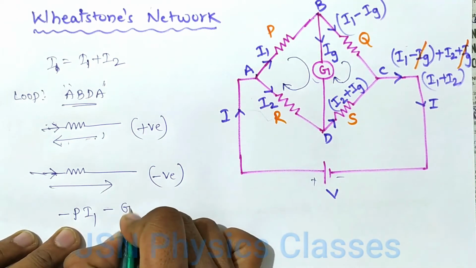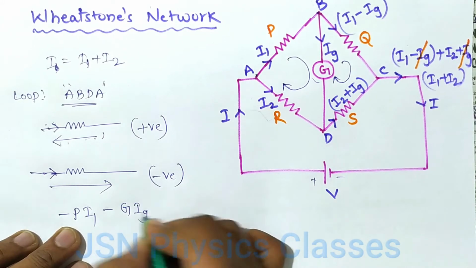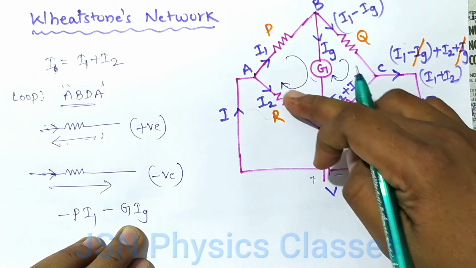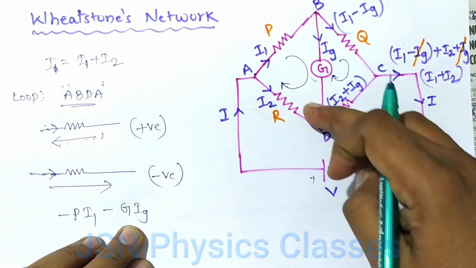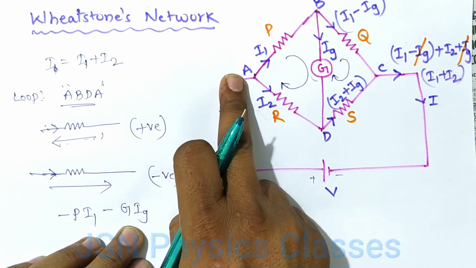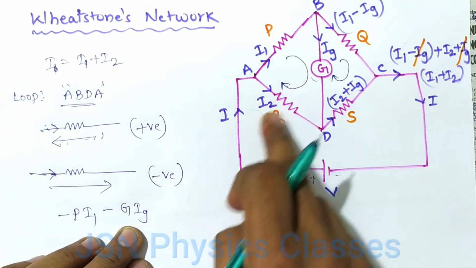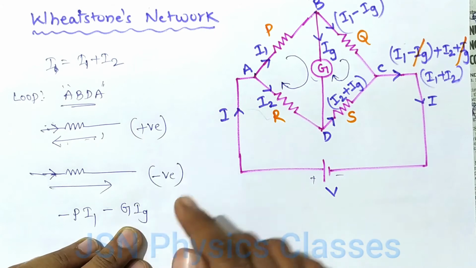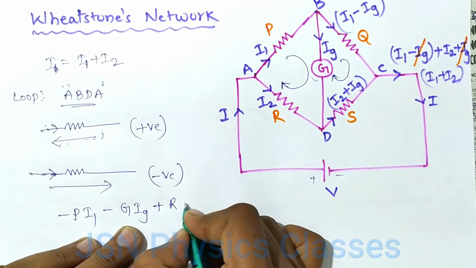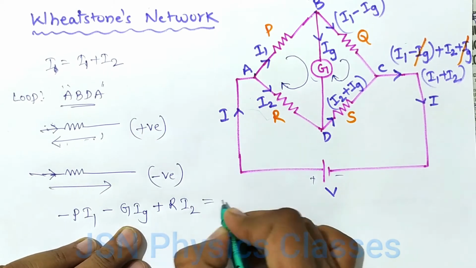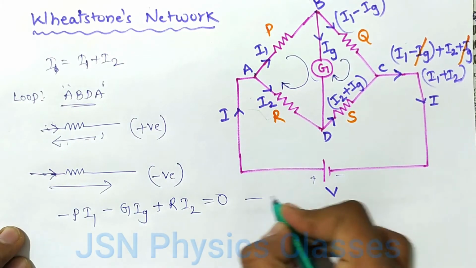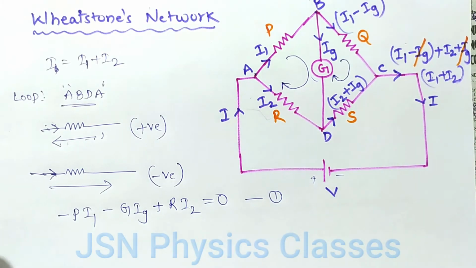Minus G into Ig. Next here, see, loop current is moving D to A, but actual current direction is from A to D. So these two are opposite. So opposite direction, take it as positive. So plus R I2 is equal to 0. Okay, so this is equation 1.